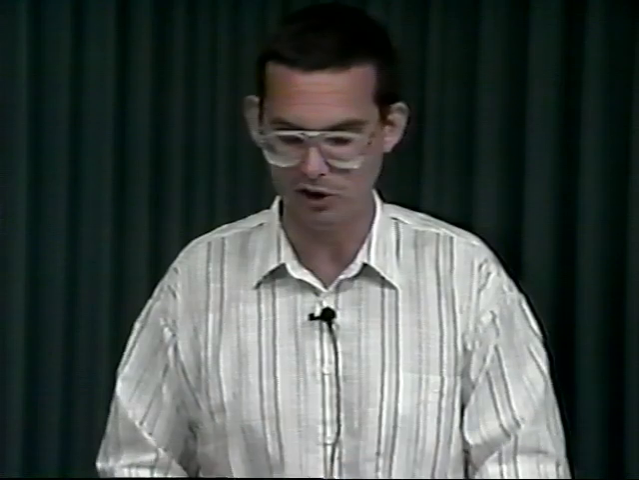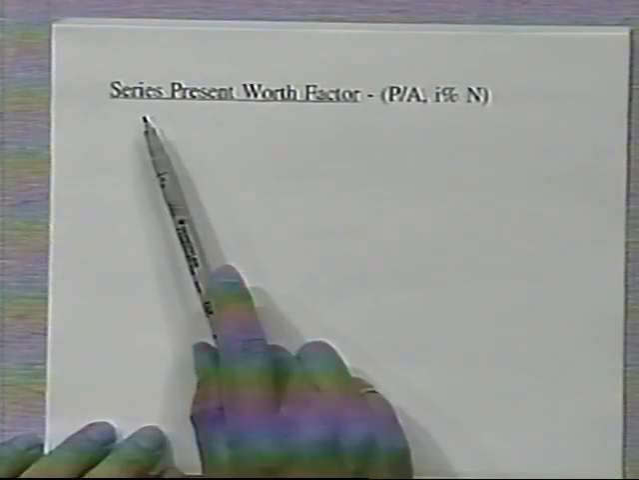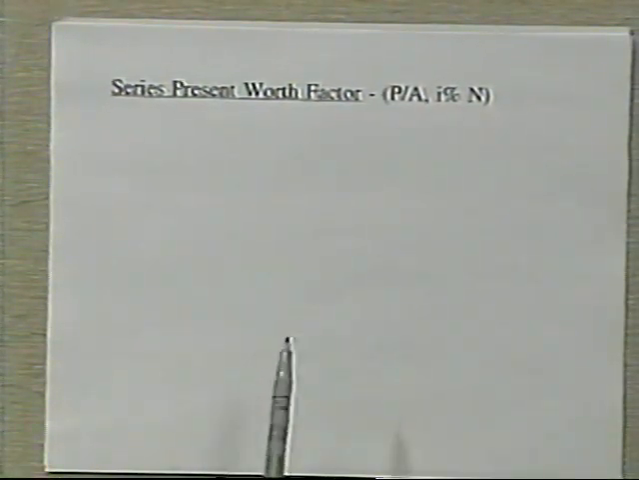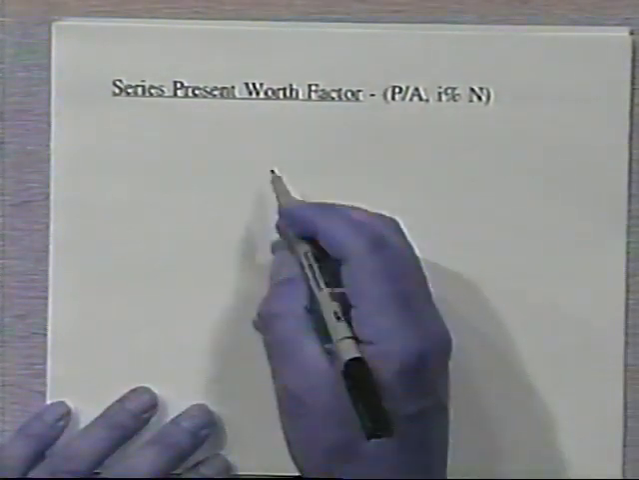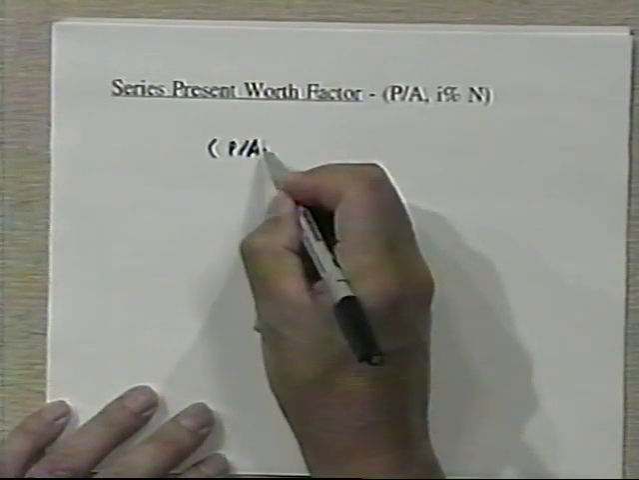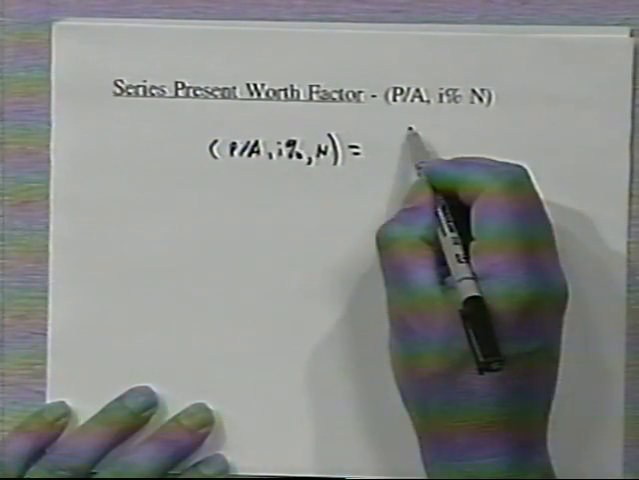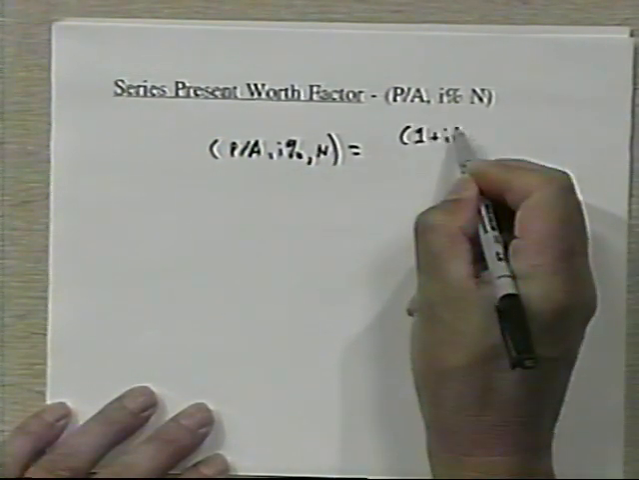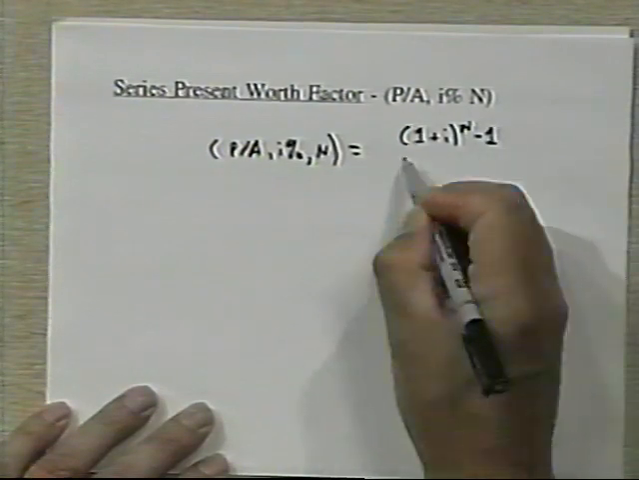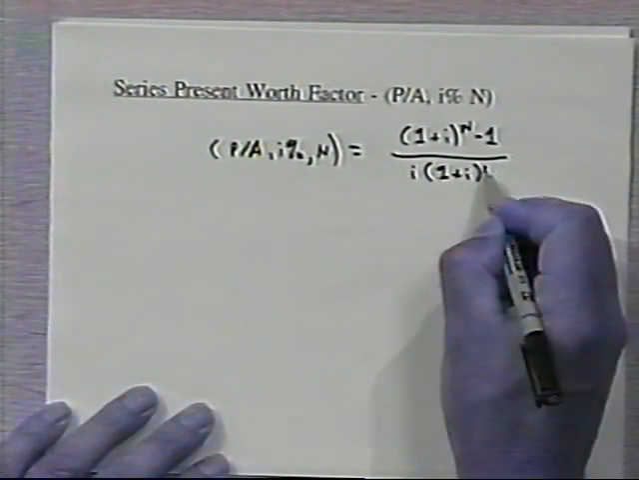Its reciprocal is the series present worth factor. The name series present worth factor makes sense because you're finding a present worth from an annuity. An annuity is a series. And it's simply the reciprocal, so it's just going to be (1 plus i) to the n minus 1 over i times (1 plus i) to the n.